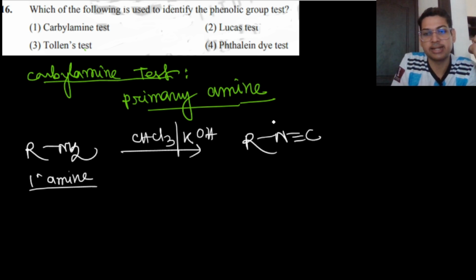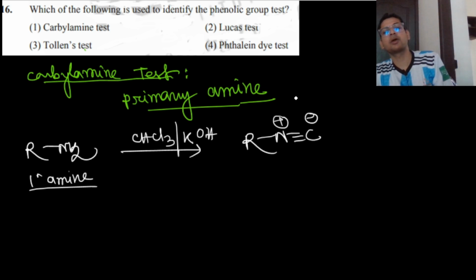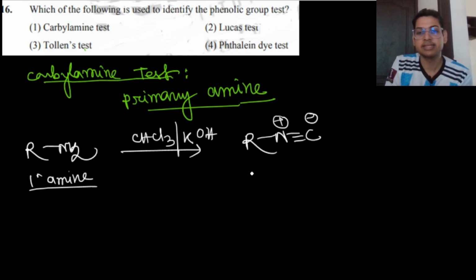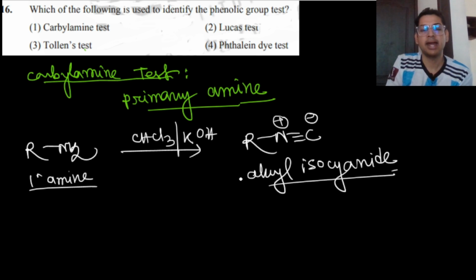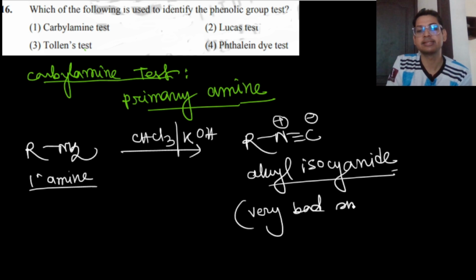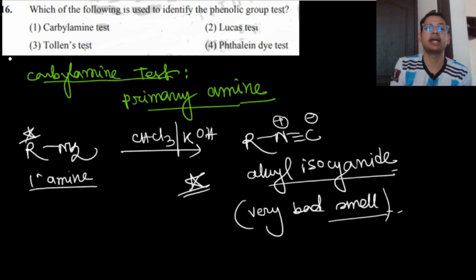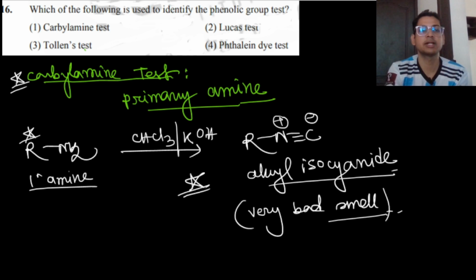I am not going for the mechanism right now, I will teach you afterwards. In my class I have already taught you, and whoever wants to know it, you text me, I will do it. Now you are getting alkyl isocyanide, and this has a very bad smell. By the smell we can identify that this is a primary amine, and that is called the carbylamine test. Then sir, what about Lucas test?